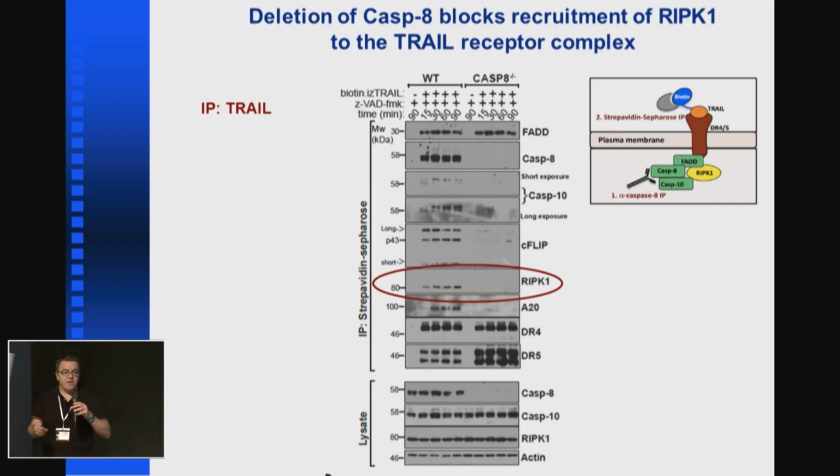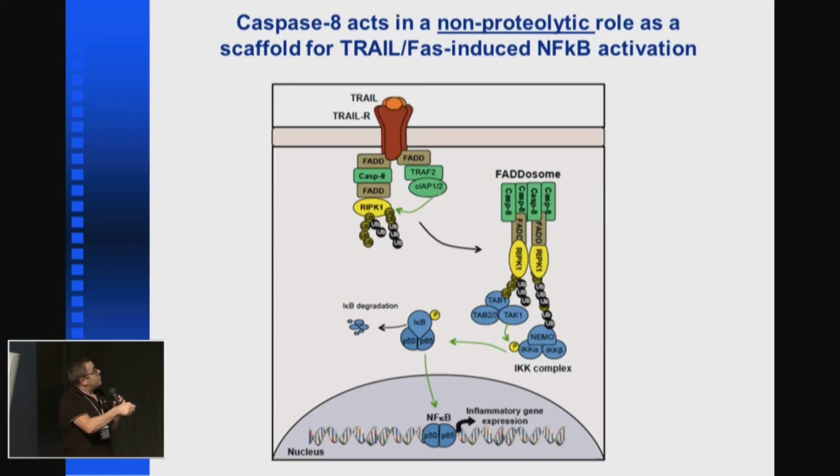So I know this is very fast to show you all that data, but essentially this is the bottom line. This is what happens when you engage the TRAIL or FAS receptors. Basically, you get a complex that's formed of FADD and caspase-8, and then an additional FADD molecule binds and recruits RIP kinase 1. And then this complex can disengage to form what we've called a FADDosome, which promotes NF-kappa B activation and not cell death. So this is how the TNF or FAS receptors promote inflammation.